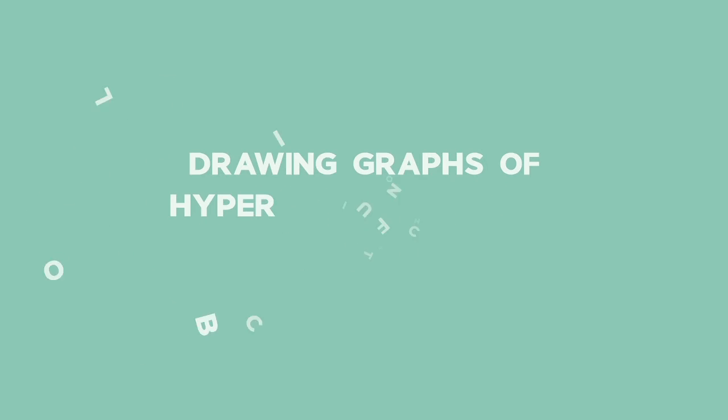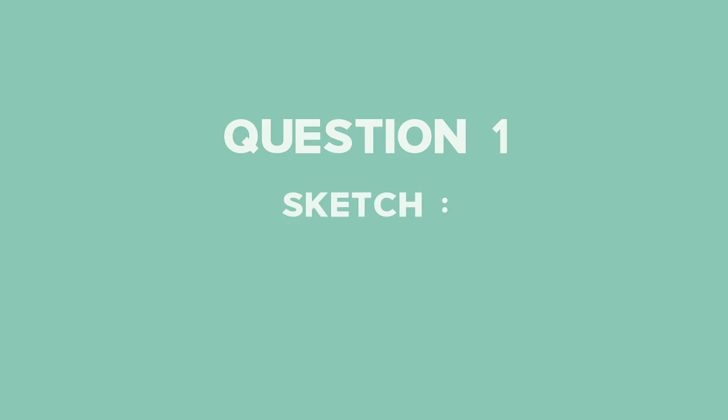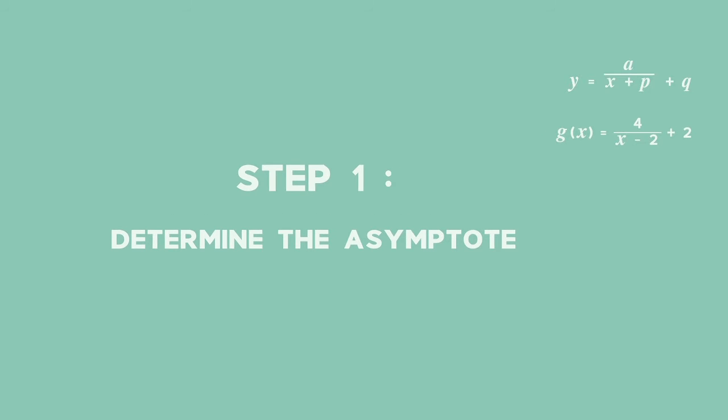Let's look at drawing graphs of hyperbolic functions. Question 1. Sketch the graph of g of x equals 4 over x minus 2 plus 2. The first step is to determine the asymptote.